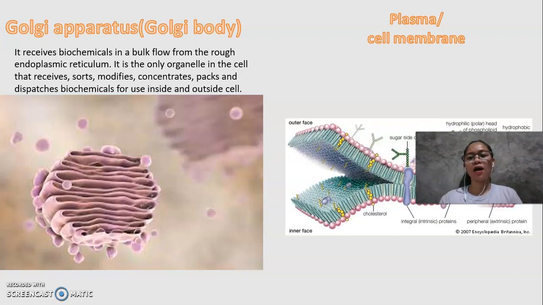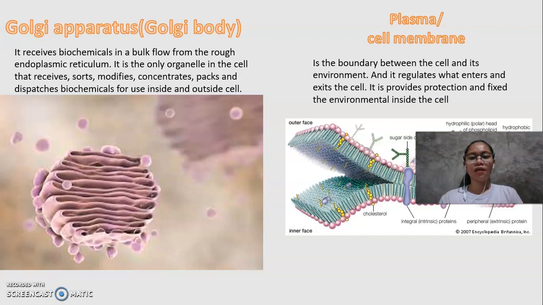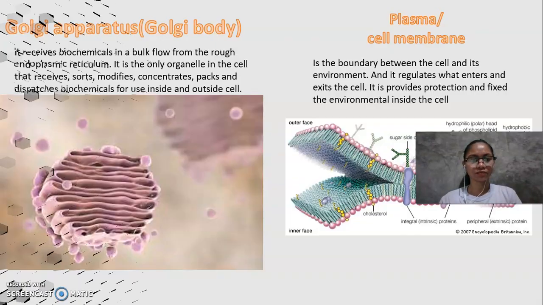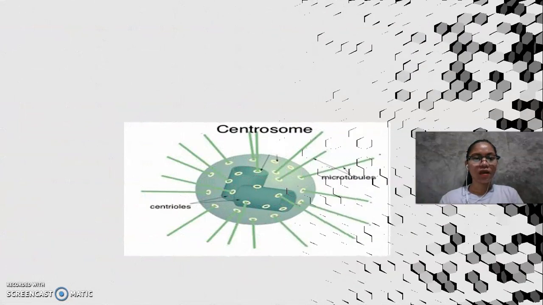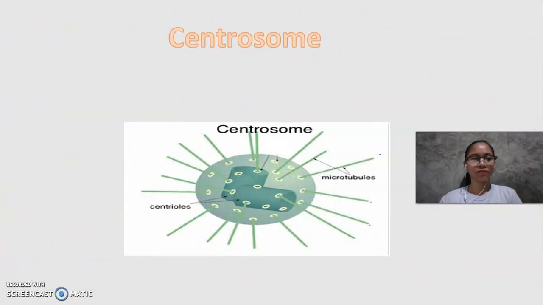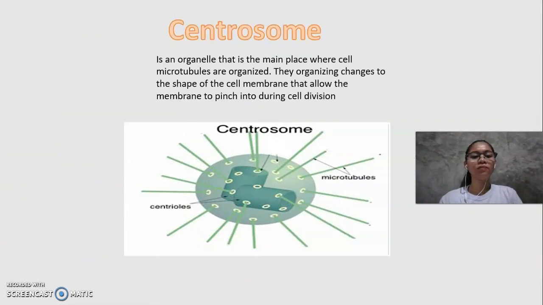Another is the plasma or cell membrane. It is a boundary between the cell and its environment, and it regulates what enters and exits the cell. It provides protection and fixes the environment inside the cell. Another is the centrosome. The centrosome is an organelle that is the main place where cell microtubules are organized. The organizing changes the shape of the cell membrane, which allows the membrane to pinch in during cell division.